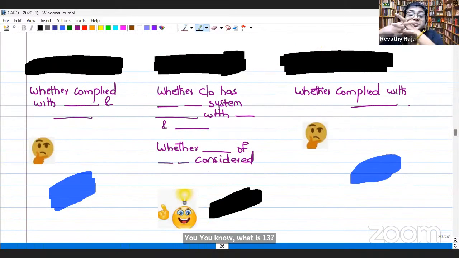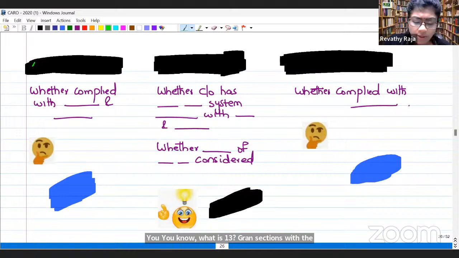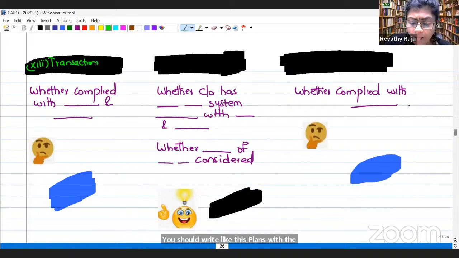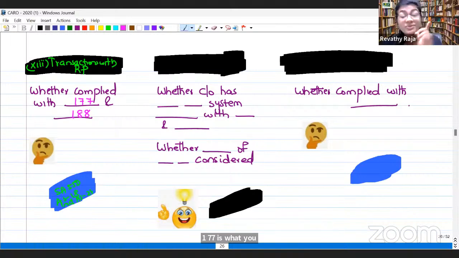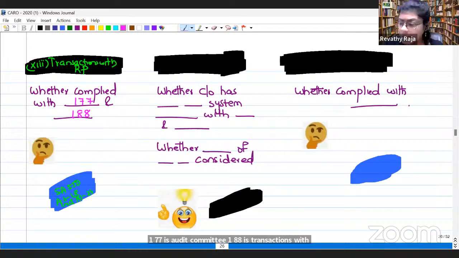Transactions with what party? Related party. Clause 13. You should write like this: transactions with the RP. And whenever there is a transaction with RP, SA 550, AS 18, Ind AS 24 will come. Whether complied with section 177 and 188 of the Companies Act. 177 is Audit Committee. 188 is transactions with RP.